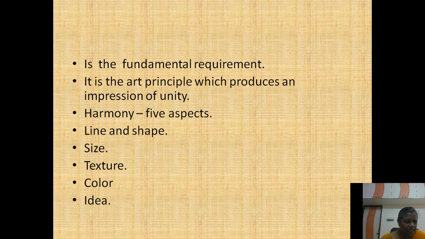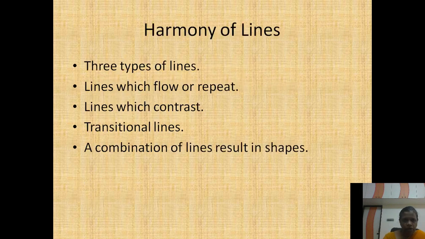Harmony has 5 aspects. What are they? First is harmony of line and shape. Next is harmony of size, then harmony of texture, harmony of color and harmony of idea. Now we are going to see what is meant by harmony of lines. You know from the elements of design what a line is. Line is a very important component in any arrangement. There we have 3 types of lines.